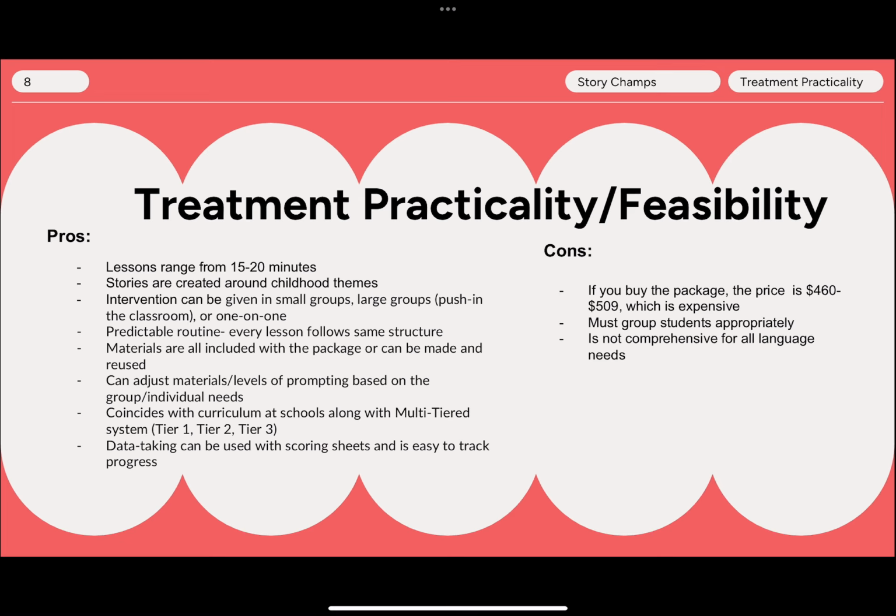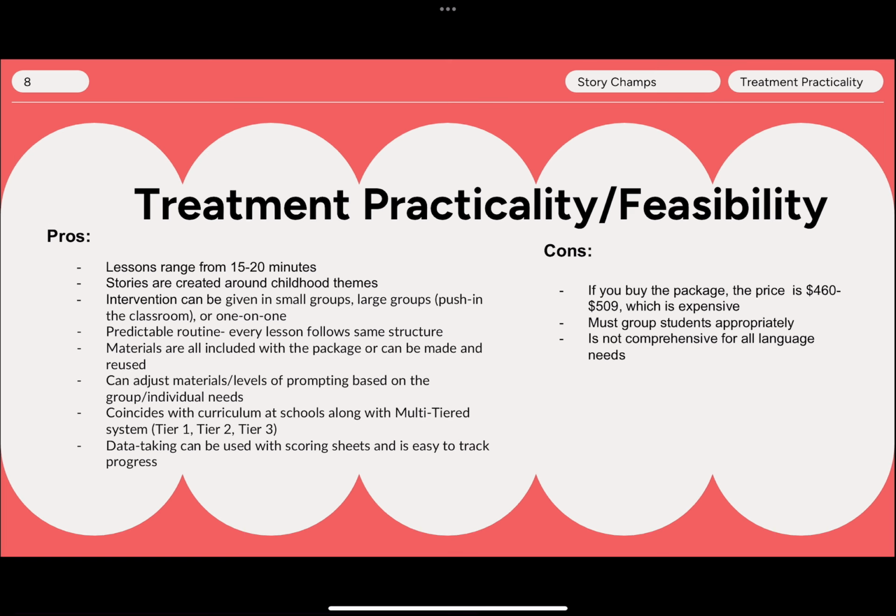Some cons is it's pretty expensive if you buy the package. It's between $460 to $509. You must group students appropriately. So if you have a high level and then a lower level, they probably wouldn't be in a group together. So you have to group them based on what level they're at. And then it's not comprehensive for all language needs. So it only focuses on a little bit of one or the other, which I will touch on more in the research aspect.